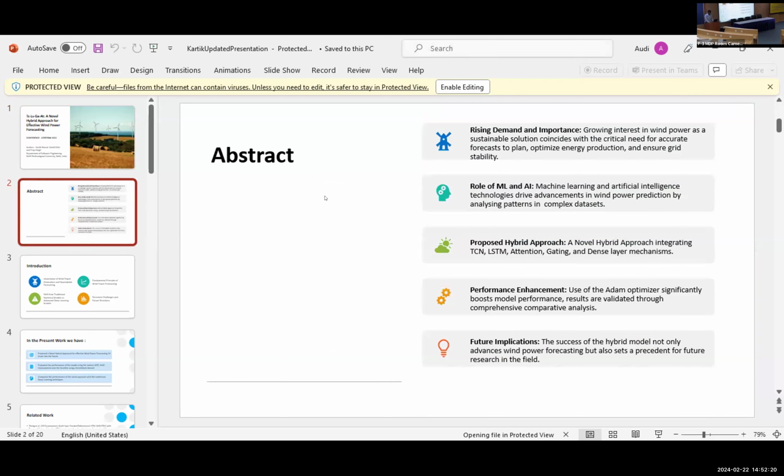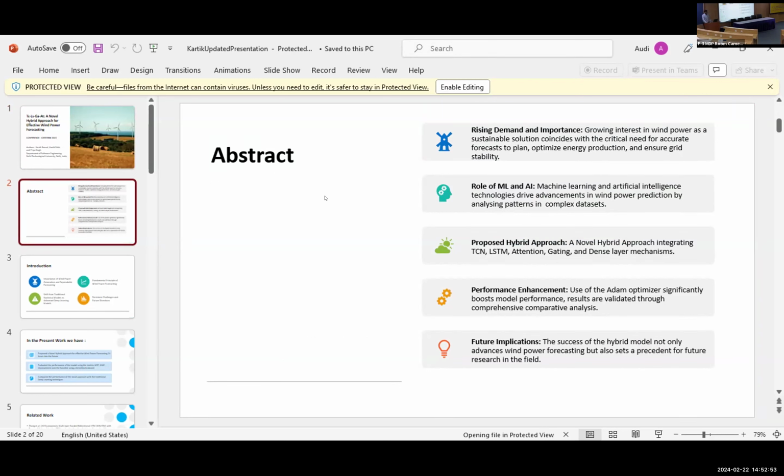Coming to the abstract part, in recent years there has been a growing demand for renewable energy resources, especially wind power, due to its sustainable solution for catering to the growing energy demand and also being an environment-friendly solution. The recent advancements in the field of AI and machine learning have led to a revolution in wind power forecasting. Deep learning techniques have the capability to capture the complex, intricate patterns in complex data sets.